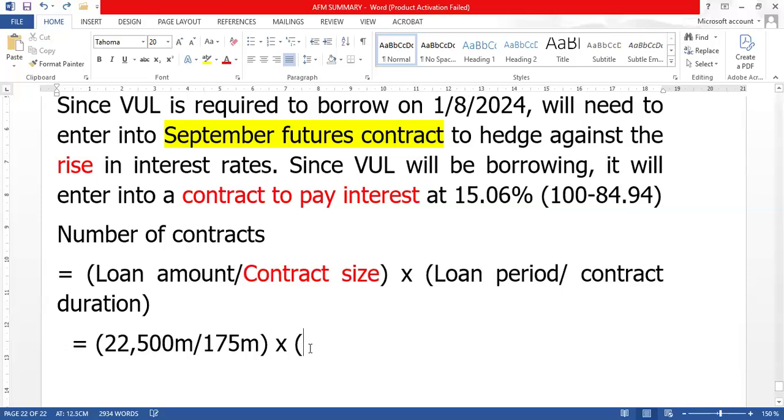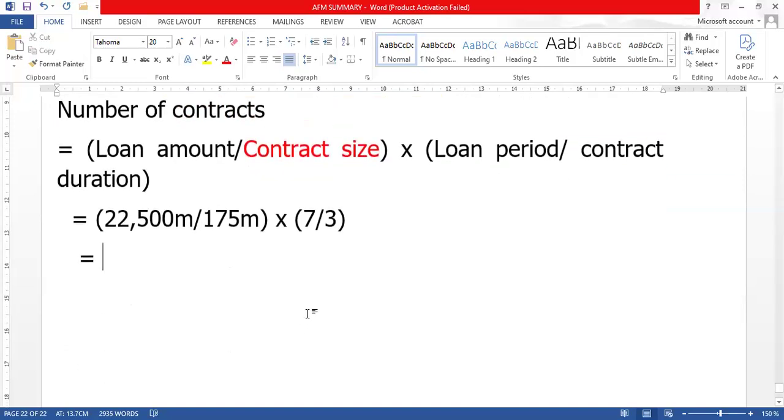So here it's 7 out of the contract duration. Each contract takes how many months? Only 3. So when you do all this, what will be your number of contracts? 300 contracts. There is no decimal point, so just 300.